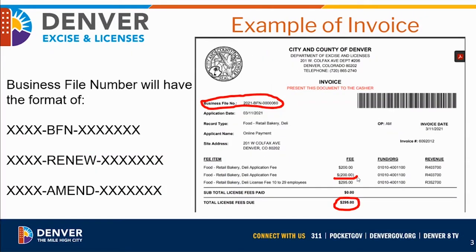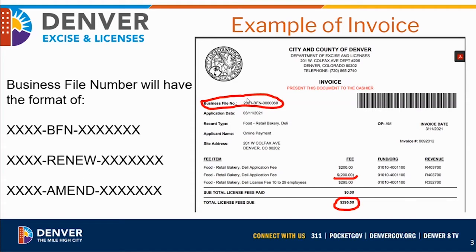Here's an example of what an invoice will look like. The business file number will have the format of the year, BFN, XXX XXXX. It's 7 numbers. Or it will have the year renew 7 numbers, or the year amend 7 numbers. For you to pay online from any of these examples, you would always need the last 4 numbers of the BFN, the renew or amendment invoice.